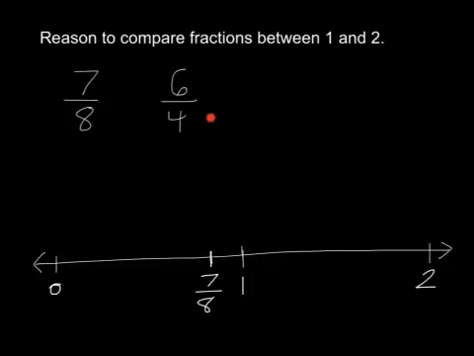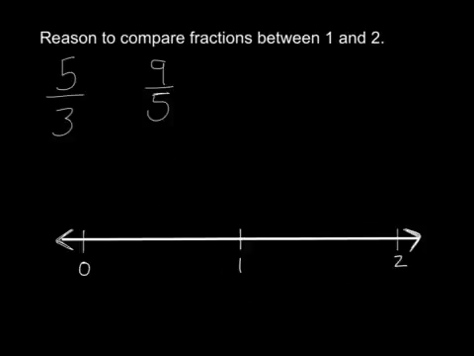Now I'm going to look at my next fraction, 6/4, and ask myself, is this fraction greater than or less than 1 whole? I know that if I break this up, 4/4 would be 1 whole, and since I have 6/4, I would still have 2/4 left. So I automatically know that this fraction is greater than 1, so I can put it on my number line somewhere over here. So now to compare these fractions, I know that 6/4 is greater than 7/8, or 7/8 is less than 6/4.